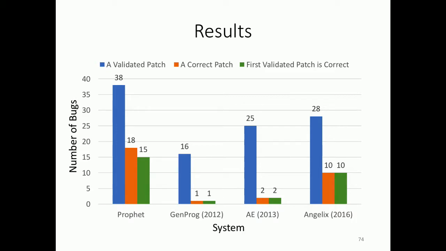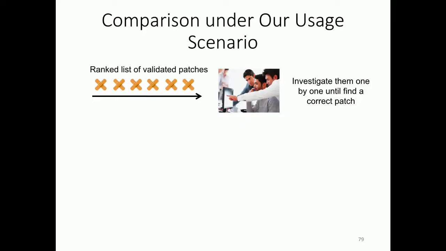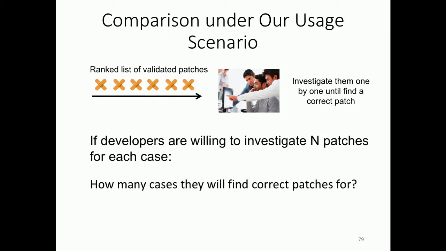Another thing I want to talk about is how important the patch prioritization order, the learning in Prophet, is. We can evaluate this under our usage scenario. Suppose the developer is going to investigate the ranked list of the results. And of course, if we give them too many patches, developers will not look at all of them. So they will only look at the top n patches for each case.